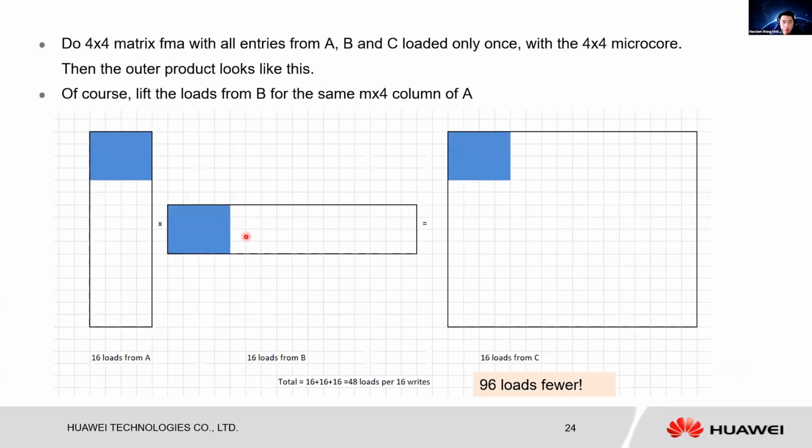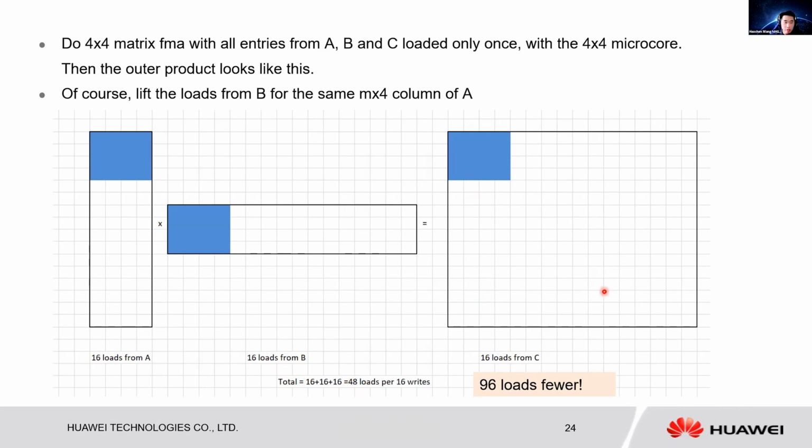But if we do this 4x4 matrix multiplication with our 4x4 microcore that loads everything only once, that's only 16 loads from A because there are 16 elements, 16 loads from B and 16 loads from C. And that tallies up to only a total of 48 loads for our little upper left corner of 16 writes. So that's 96 loads fewer. That's a lot of loads fewer. And you can see the benefit of our microcore in action.